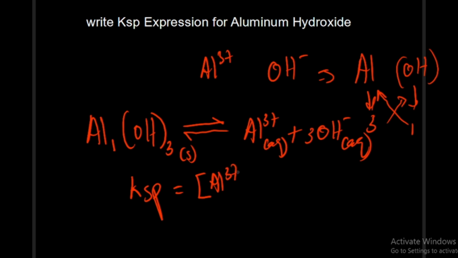Al3+, which is the aqueous. We can ignore the aqueous for now. So here we have OH-, and here we have 3. So now this is the Ksp expression for aluminium hydroxide. Do you understand? So let's look at the next question.